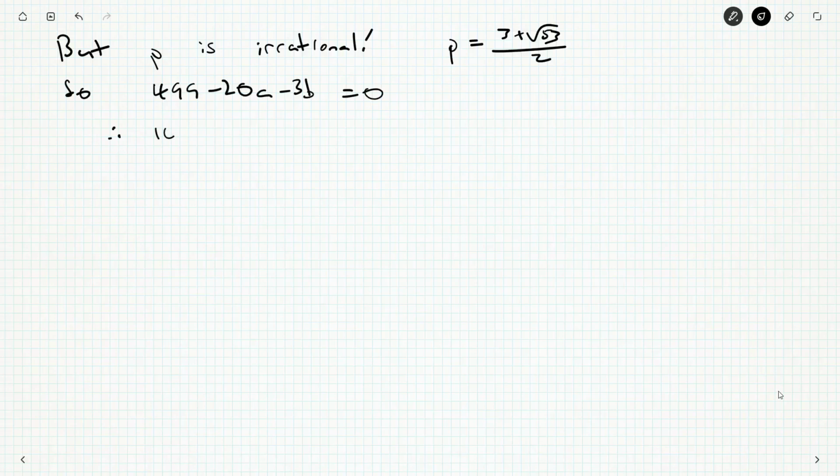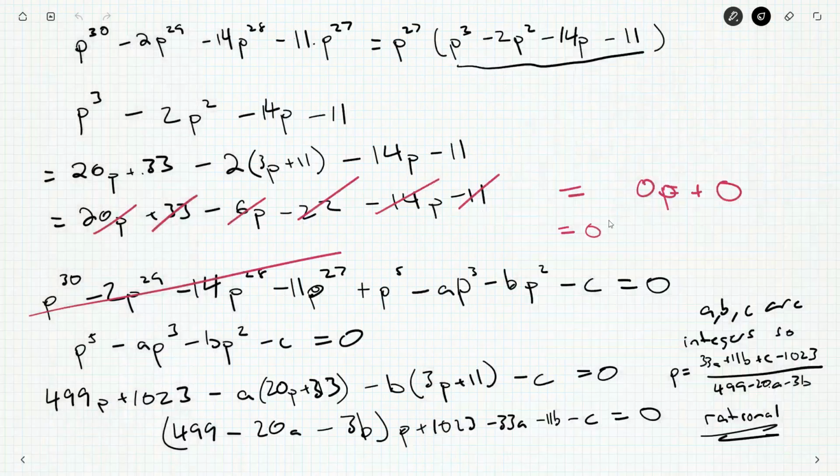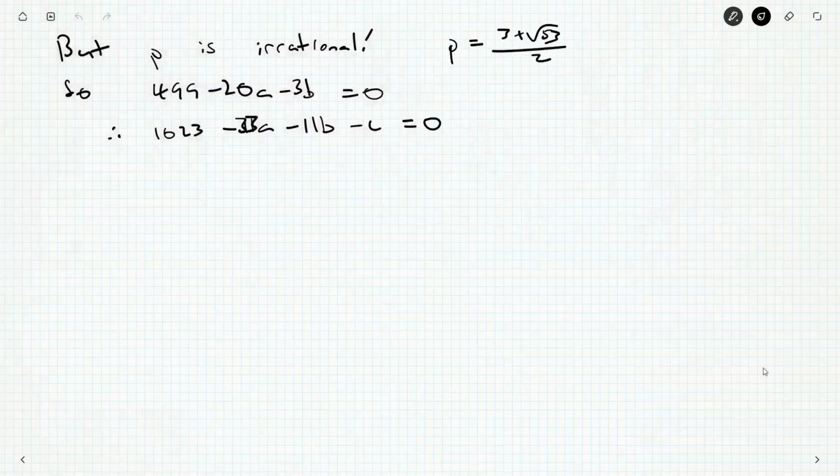And that also then tells me that 1023 minus 11A minus... Was it 11A? No, I think it's minus 33A minus 11B minus C is equal to 0. Let's just double check that. So the fact that A, B, and C were integers has helped me here. Yes, it was 33A. So we've used that fact. We might even have to use the fact that they're positive integers.